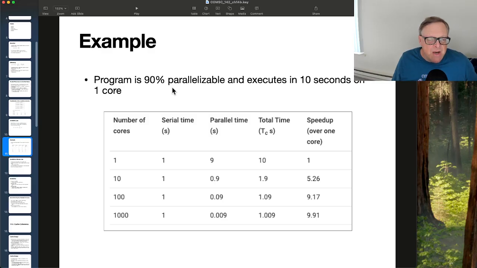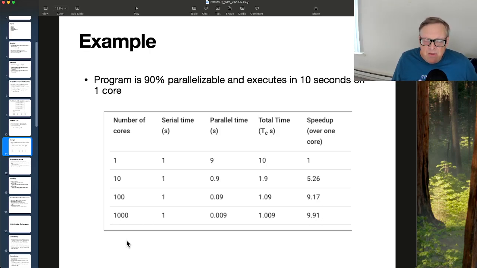And so here, for example, if the program is 90% parallelizable and takes 10 seconds on one core, then if you go to 10 cores, the serial time will always be 1 because the additional cores don't do you any good. The parallel time will go down by a factor of 10. So your speedup will go from 1 to 5 to 9.1, then 9.9.